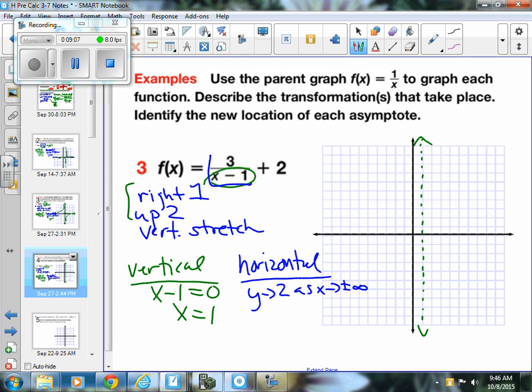So this first fraction is going to go to 0. 1 over x always goes to 0 because the bottom is going to get bigger. So 3 over x minus 1, it's still going to go to 0. Plus 2 then means you're going to have a horizontal asymptote at 2.